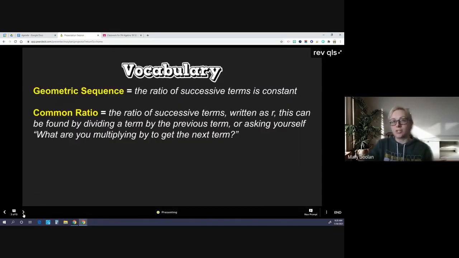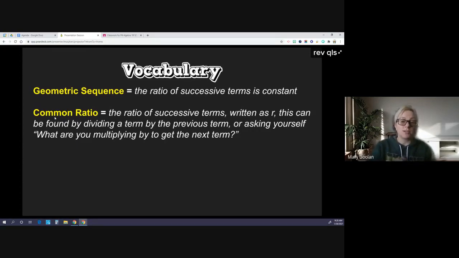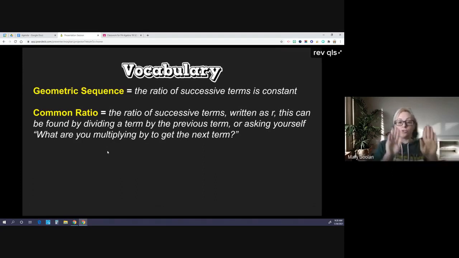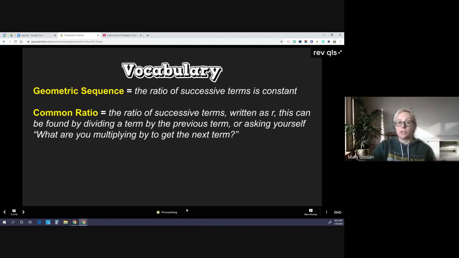And now we're going to learn about geometric sequences. The ratio of successive terms is constant in a geometric sequence, which means that we have a common ratio. So instead of a common difference, we have a common ratio. The ratio of successive terms, written as r, can be found by dividing a term by the previous term, or asking yourself, what are you multiplying by to get to the next term? So with the common difference in an arithmetic sequence, we would just take two terms that are next to each other and subtract to find it. Whereas here, we take two terms that are next to each other and we basically divide, okay? Or you could think about it as asking, what are you multiplying by to get to the next term?